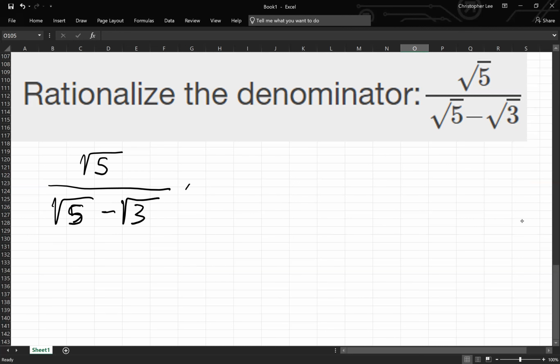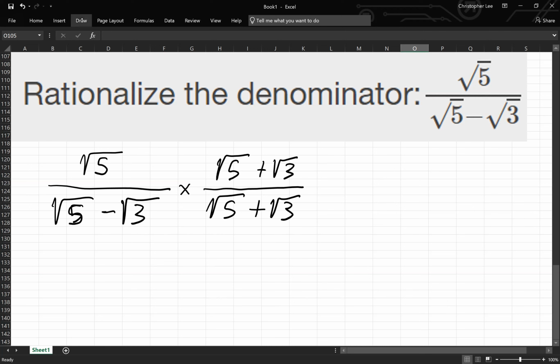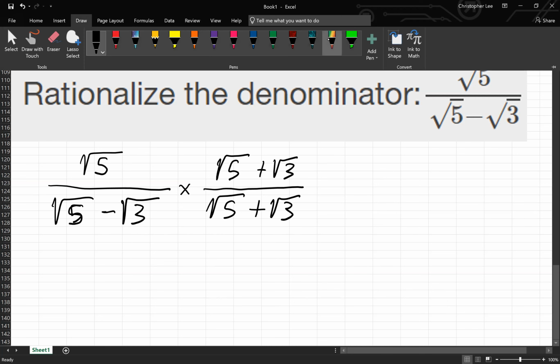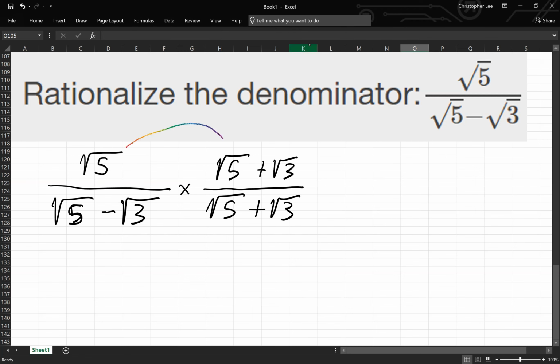All right, I multiply by the conjugate, right? Conjugate means opposite. So what's the opposite of the denominator here? Exactly. And what you do to the bottom, you do to the top. So square root 5 plus square root 3, just like that. And then after that, you just distribute. We know how to do that. So square root 25, good. Plus square root 15, very good.